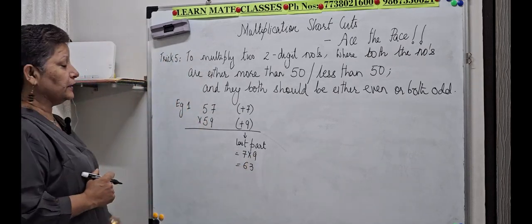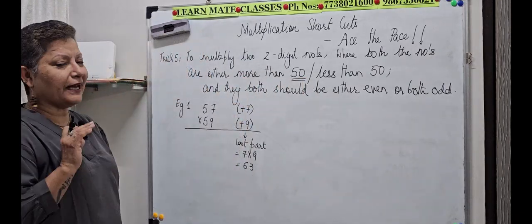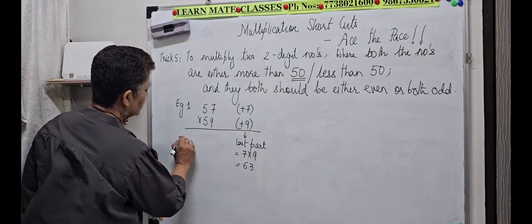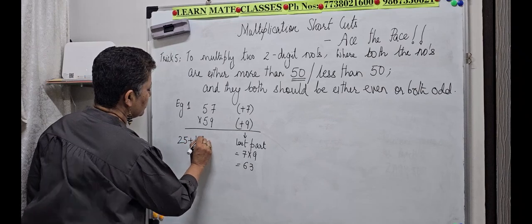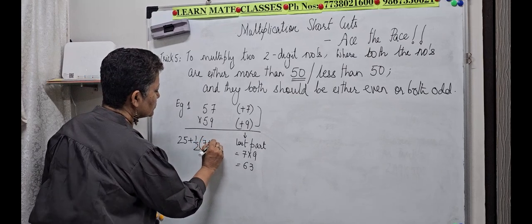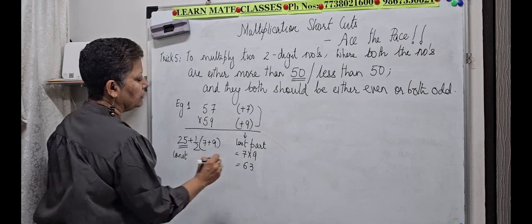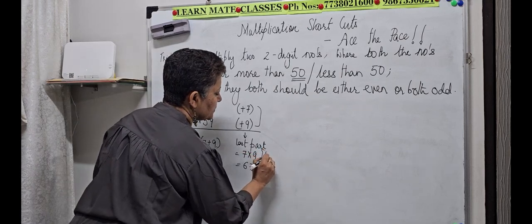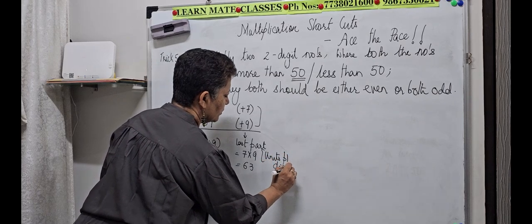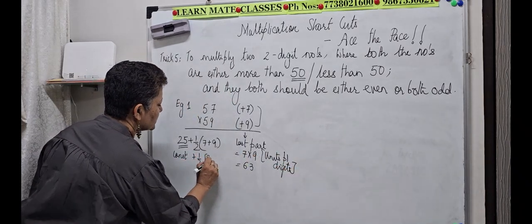How do I get the first part? What is half of this base number? Half of this base number is 25, and that 25 is going to remain a constant throughout this trick. So it's going to be 25 plus half of the sum of these two numbers, 7 plus 9. So 25 is a constant, and these were the units place digits. And what have you done? You've taken half of the sum of the units place digits.